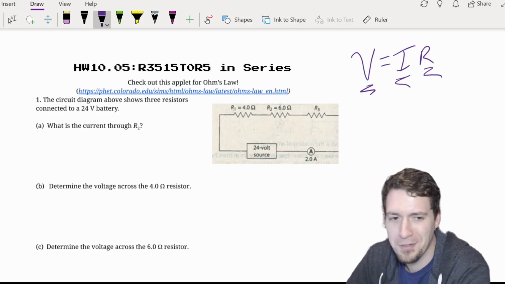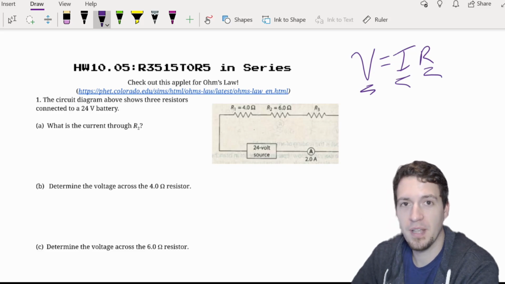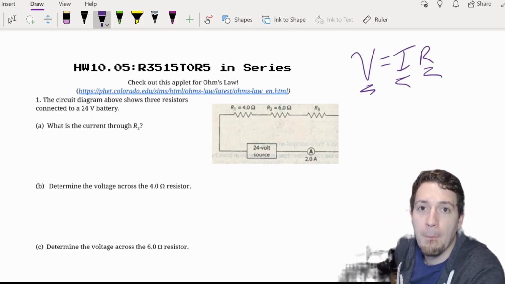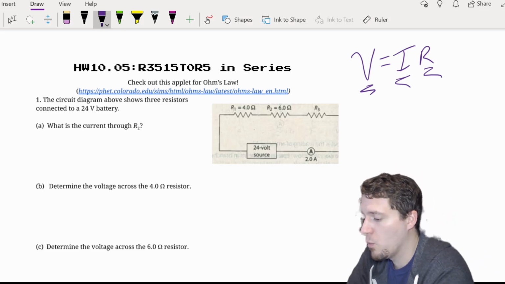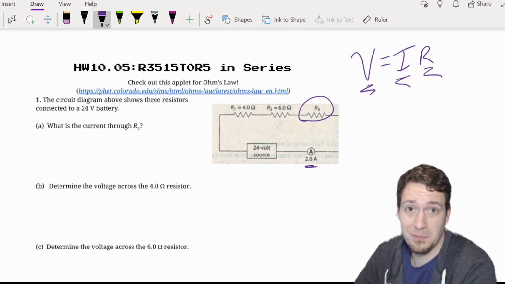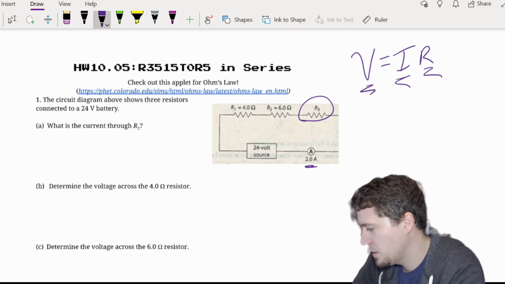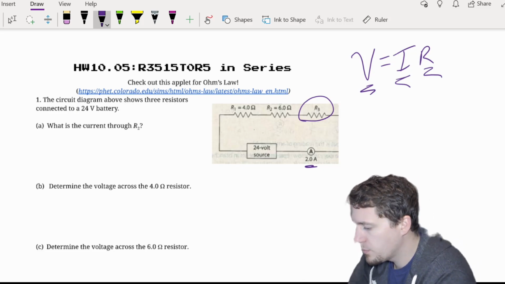Now, a really interesting thing that you could have done: does anything stop you from building this applet, or building the circuit in the app? You could have just messed around and tried to figure out what value of R3 would give you that 2 amps. That would be one way to do it, but let's figure out the other way to do it.